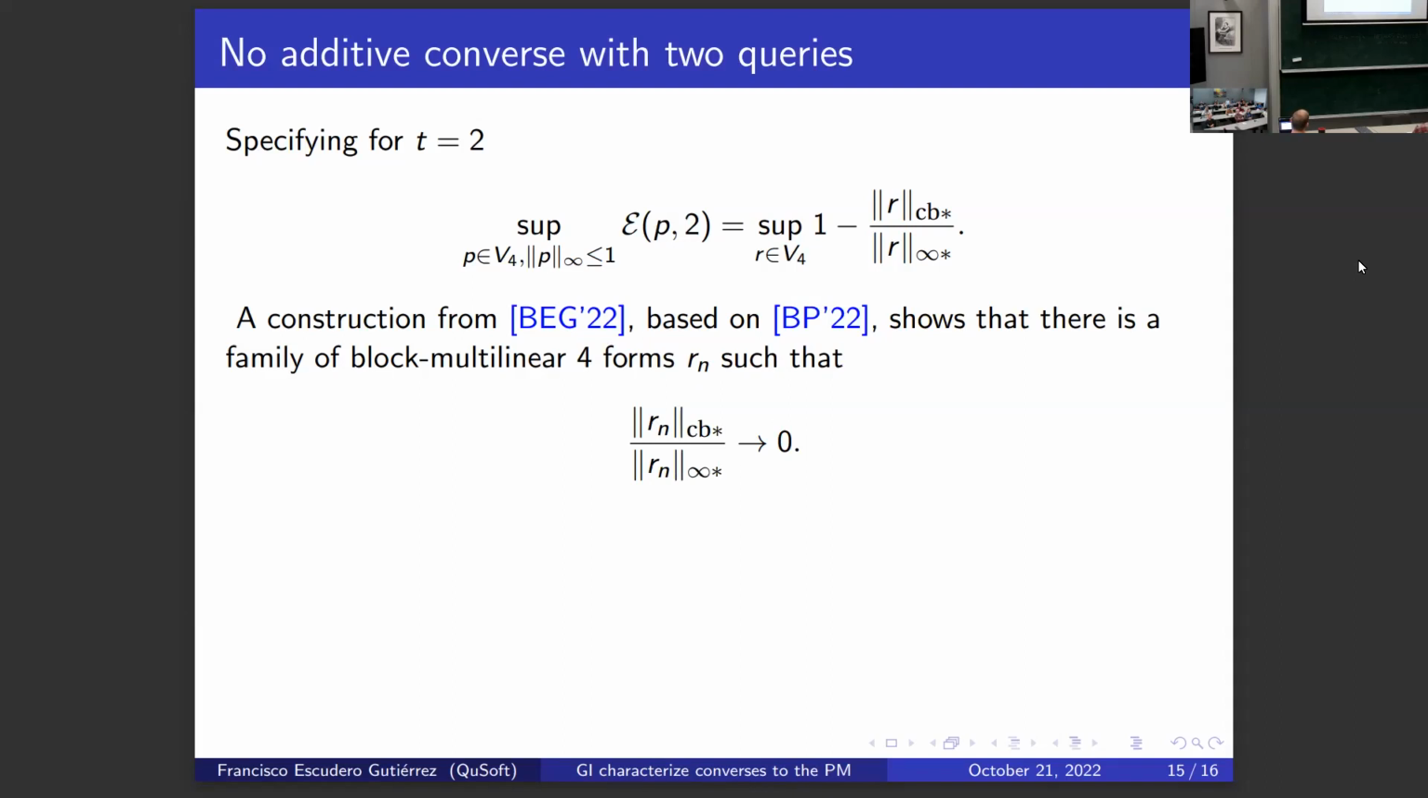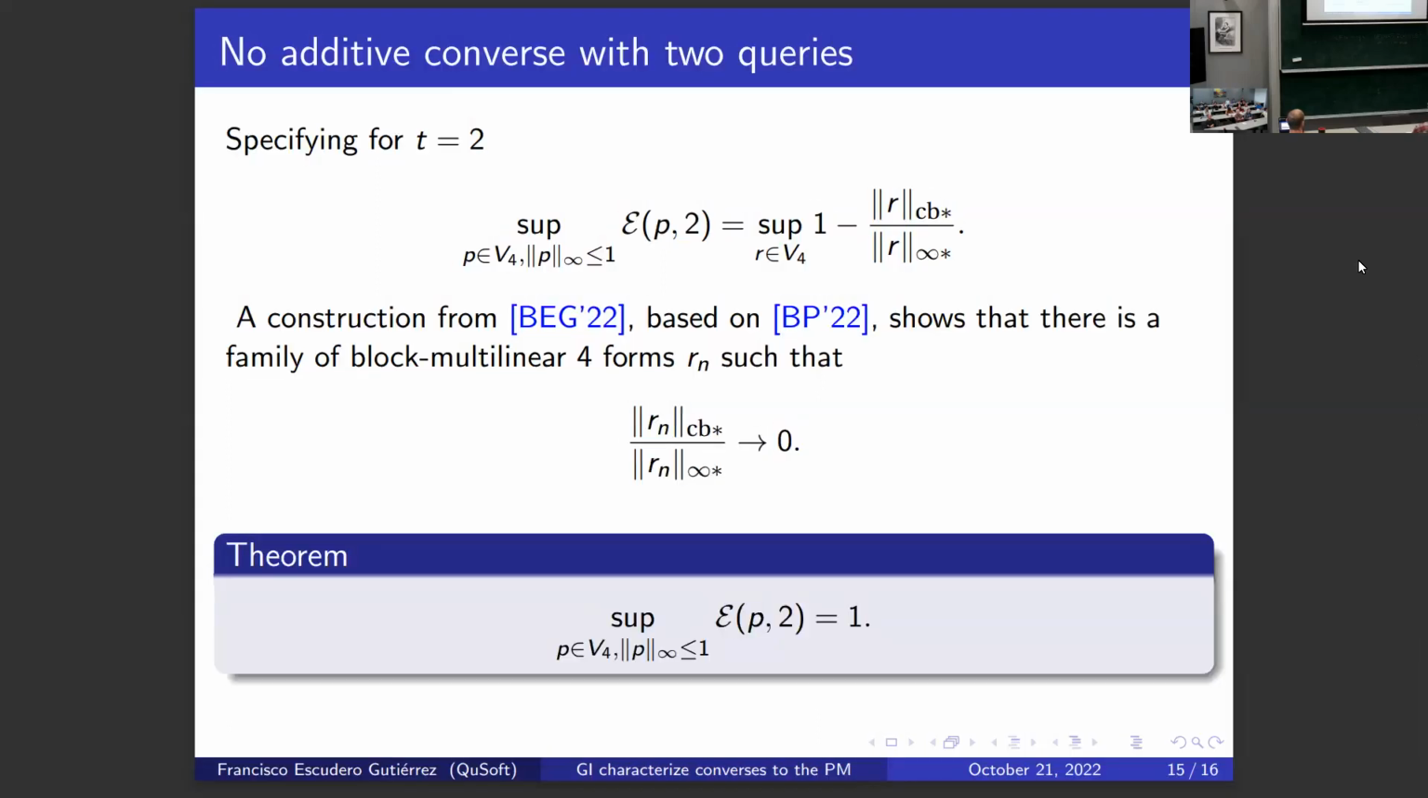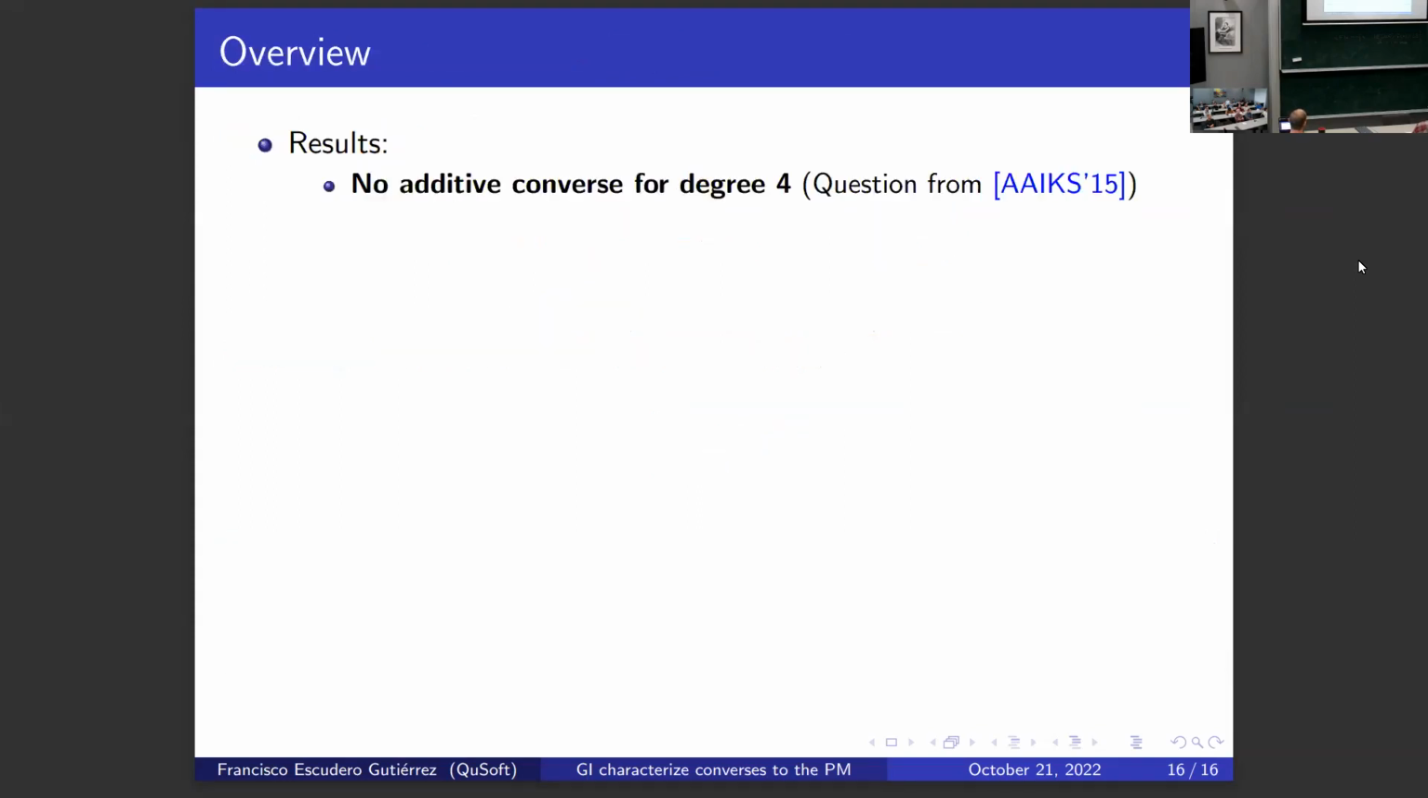So this can be as close to 0 as we want, so this can be as close to 1 as we want, which means that the supremum of the error of approximation of bounded polynomials of degree 4 with two quantum queries that are block multilinear is 1, which means that there is no non-trivial additive converse for polynomials of degree 4. So the results of Aaronson and co-authors do not generalize to higher degree. And that is all I wanted to say about the results.